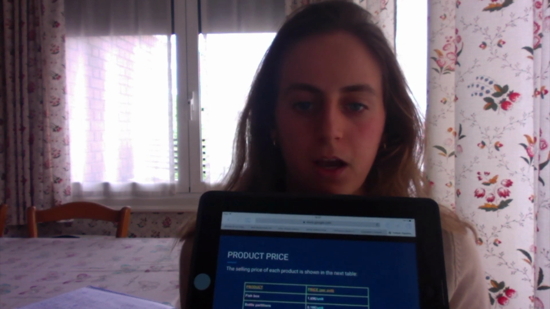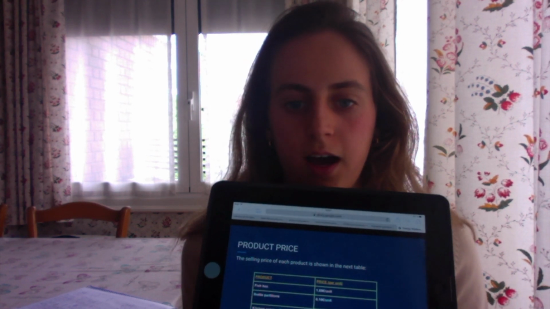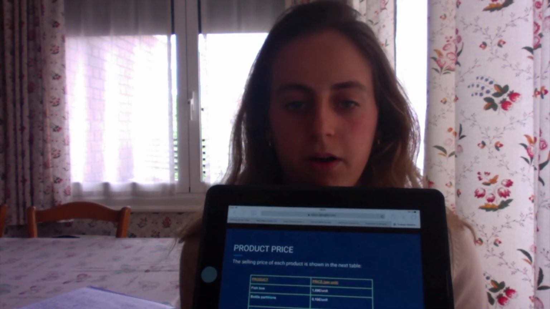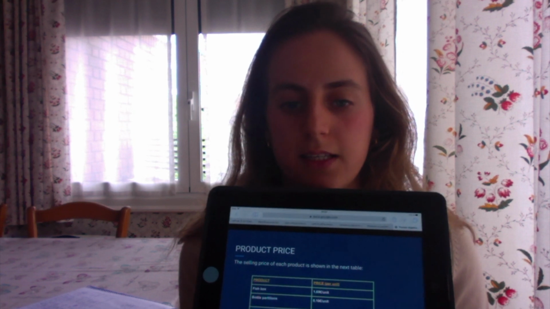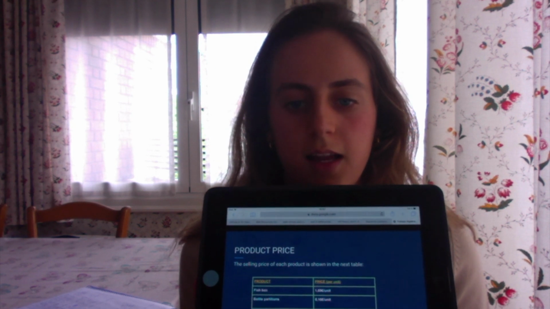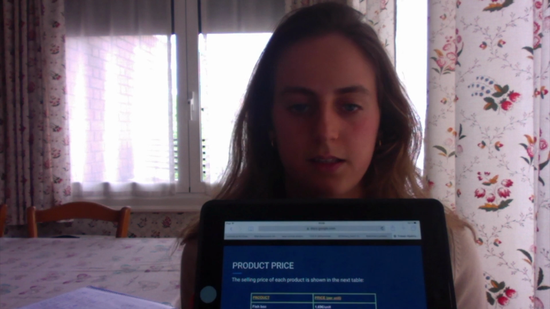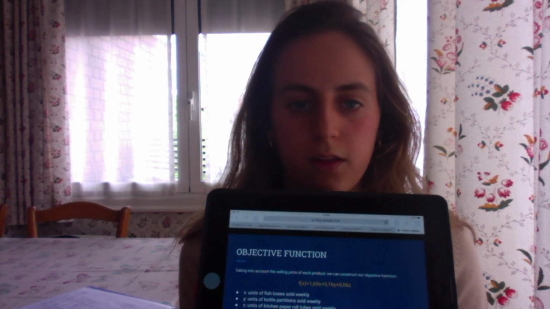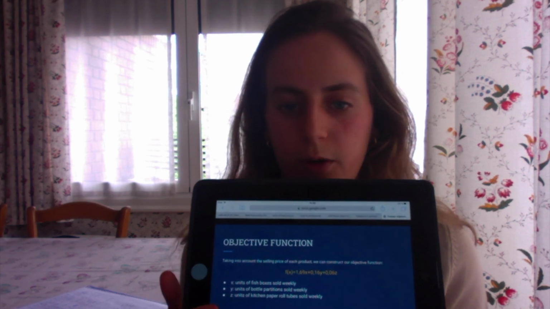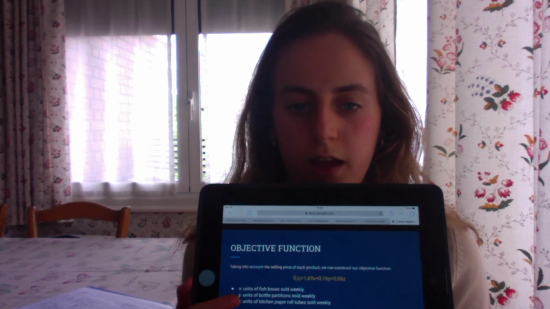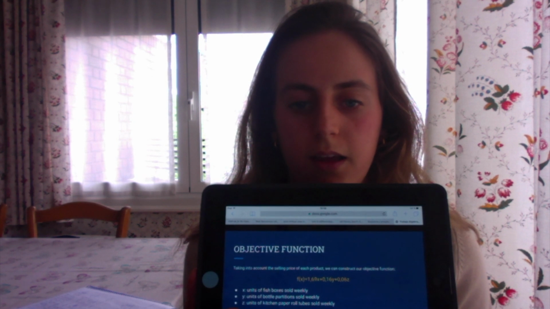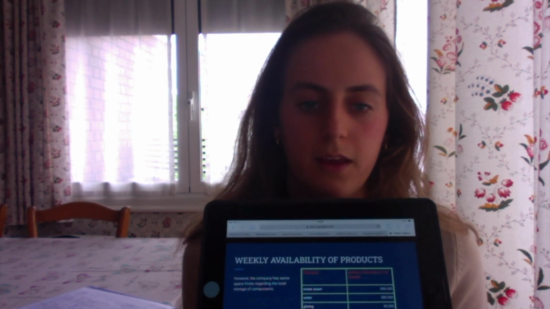And now with respect to the price, for each fish box that is produced, the selling price is €1.69. The bottle partitions are 16 cents, and the paper roll tubes are 6 cents. So with all those prices, we construct our objective function because we want to maximize the weekly profit. So X means the number of fish boxes sold per week, Y the number of bottle partitions sold per week, and Z the number of paper roll tubes sold per week.